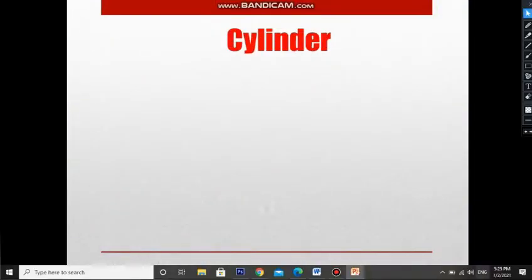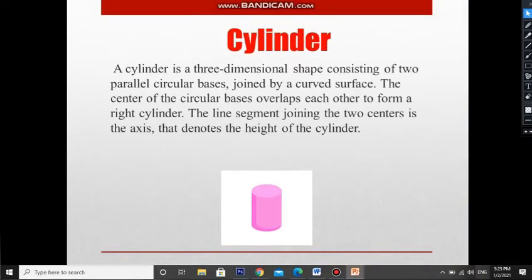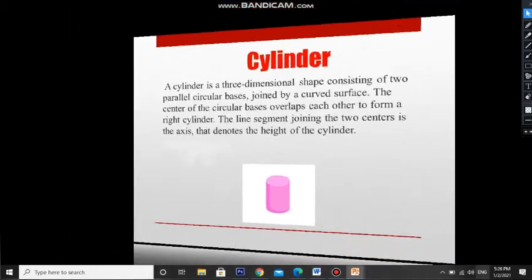Now I want to speak about the cylinder shape. A cylinder is a three-dimensional shape consisting of two parallel circular bases joined by a curved surface. The centers of the circular bases overlap each other to form a right cylinder. The line segment joining the two centers is the axis that denotes the height of the cylinder.